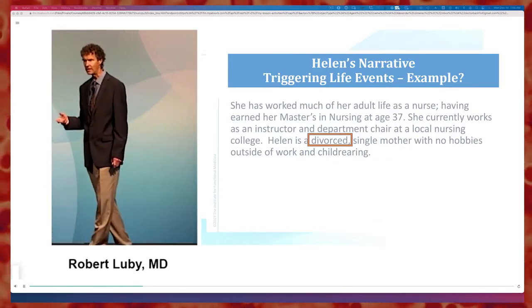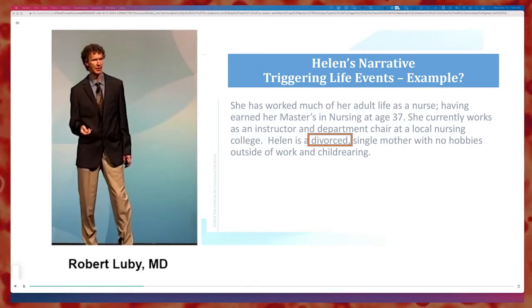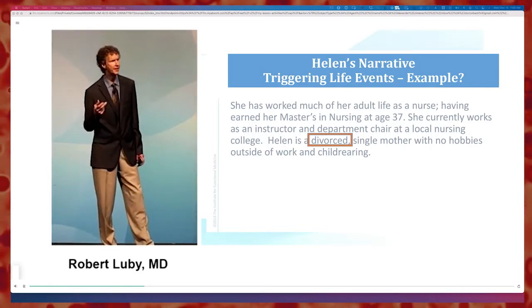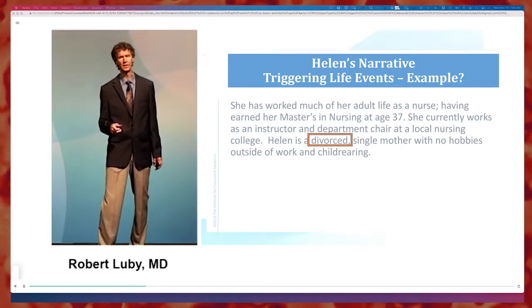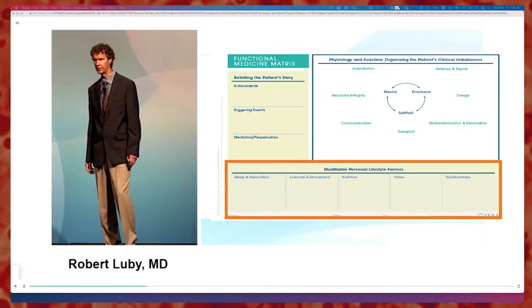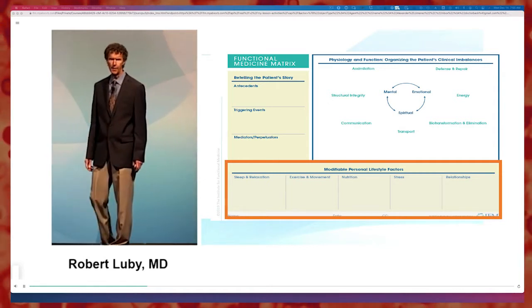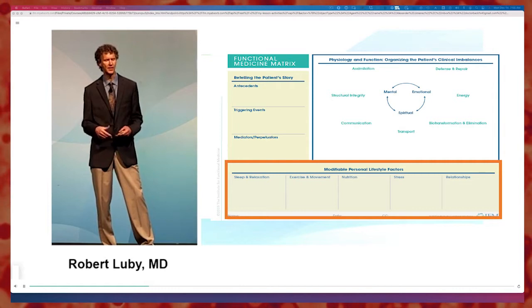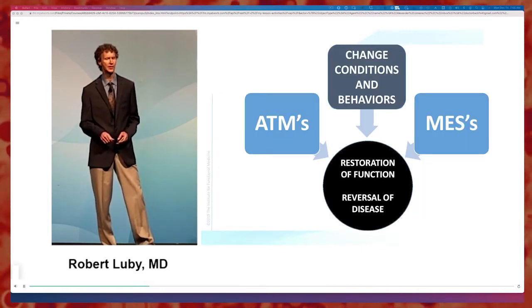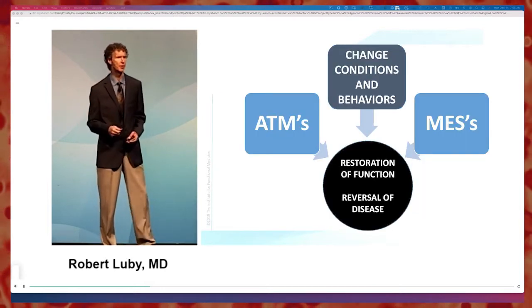Mediators of excess in Helen: it's her carbohydrates, it's her processed food. Mediator of deficiency in Helen: if we don't address her inadequate sleep, it will be difficult to optimize her physiological dysfunction. And the modifiable lifestyle factors influence function because if we change the conditions of a patient's life, we can help them restore their function.